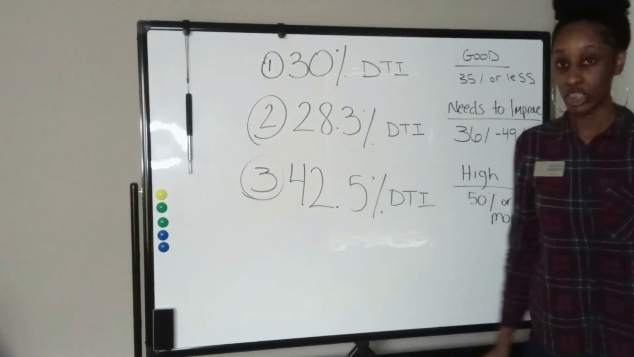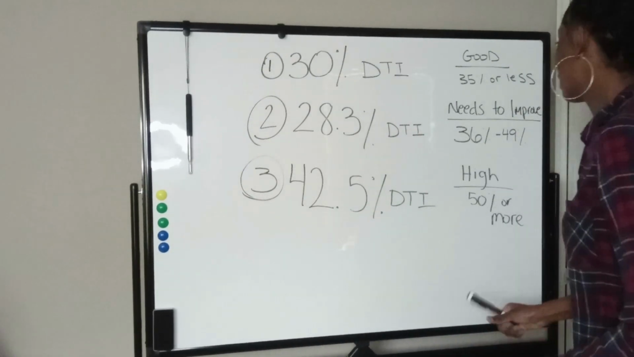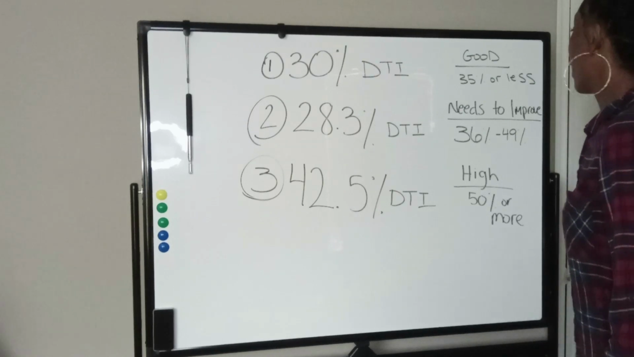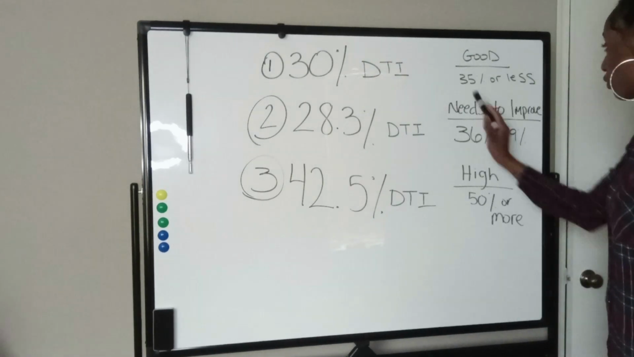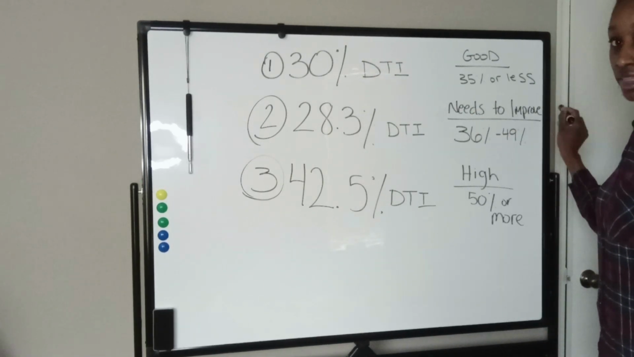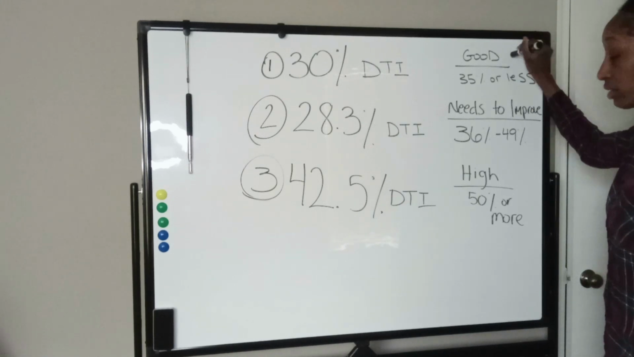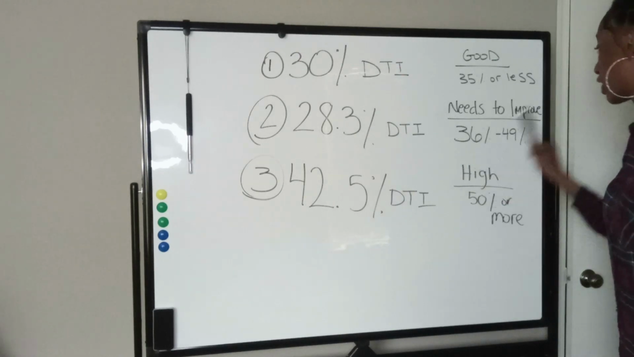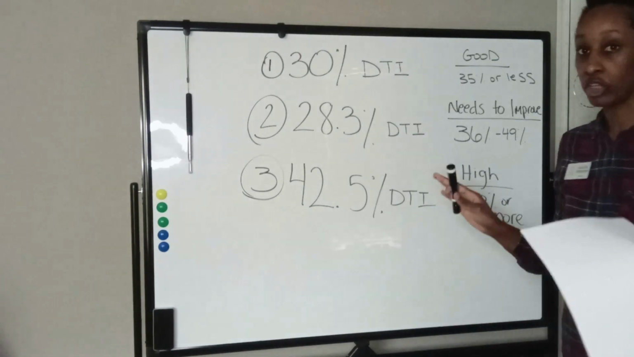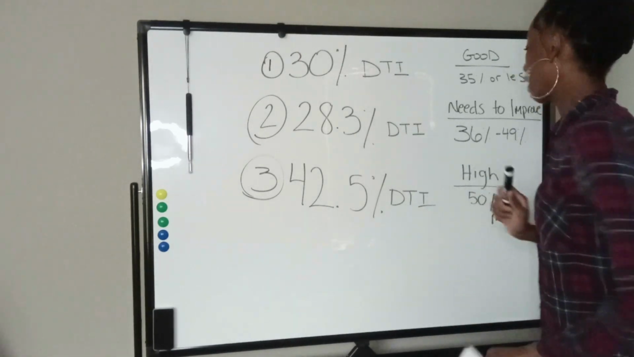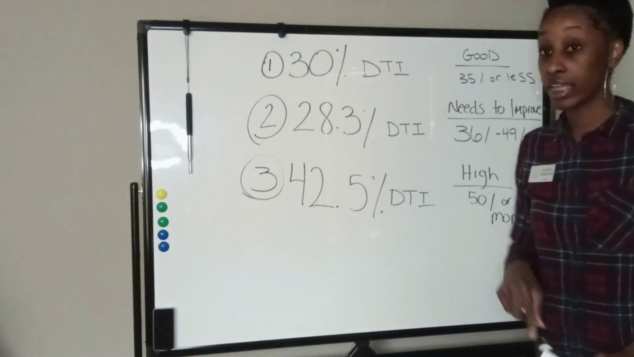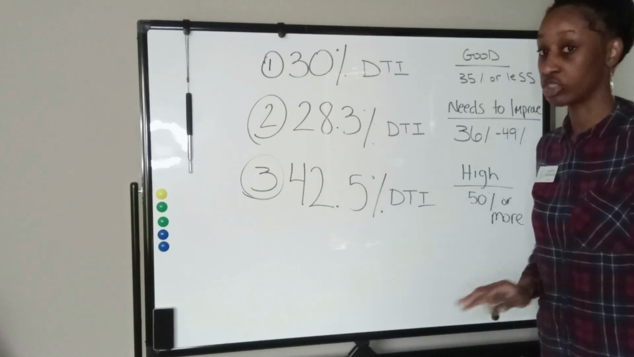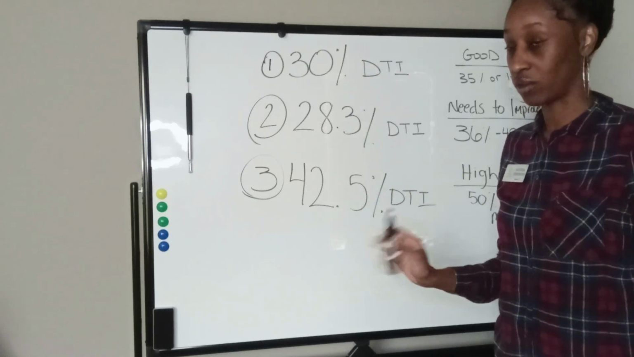All right, you guys, so here is what the percentages actually mean. If you are at 35% or less, that is good. That is very, very good. If you fall anywhere between 36% and 49%, you can use some improvement. But if you're 50% or higher, it's too high. The debt to income ratio is too high, and it's no good, okay?